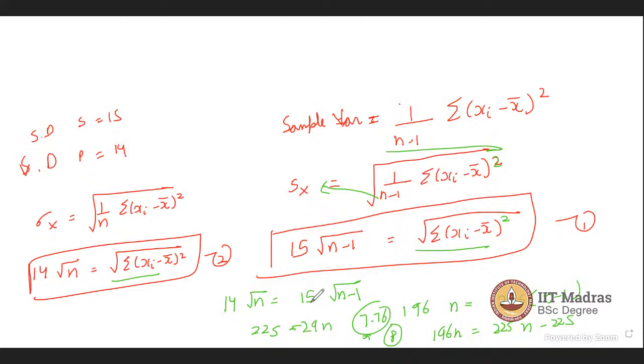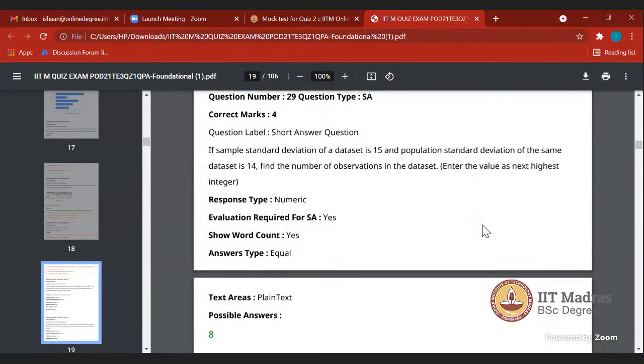Sir, one more query for quiz 1. There was a question where a class is distributed in 2 groups for their examination answer sheets to be checked by teacher A and B, and we need to calculate the final standard deviation. Yeah, that one. Just one more thing is mentioned: enter the value as the next highest integer. So even if you are getting the answer as 7.1, you have to enter 8.